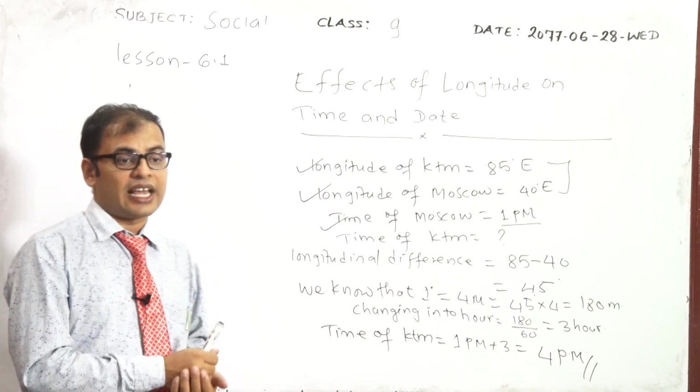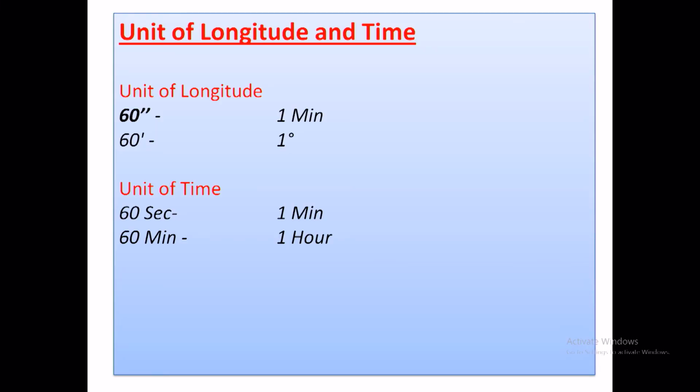Now, let us look at the slide. I have brought here the units of longitude and time. Most of the students get confused regarding these units. In longitude, 60 seconds become 1 minute, and 60 minutes become 1 degree, but that does not match with the time.